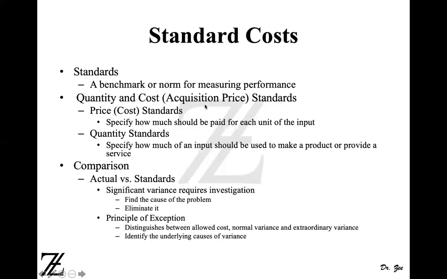The price standards or cost standards specify how much should be paid for each unit of input. That means how much are you going to pay for 1 pound of plastic? How much are you going to pay for 1 square foot of wood? How much are you going to pay for 1 gallon of crude oil? So that's the cost of a unit.